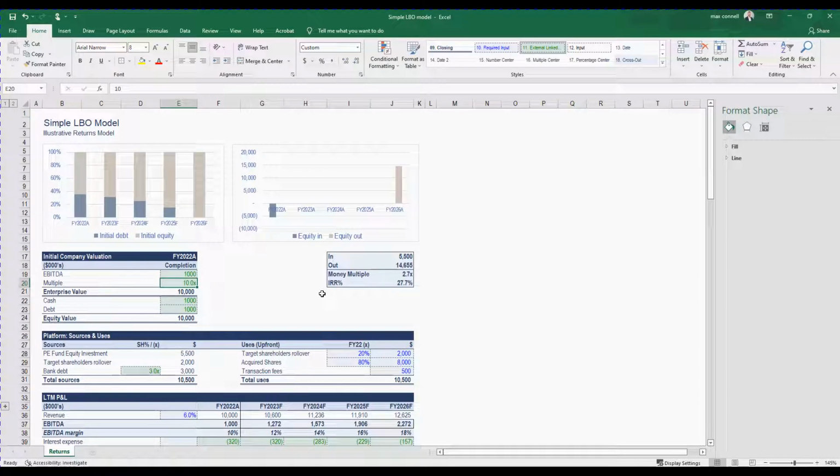So the key learning here is try and be as disciplined as possible around multiples. The funds that are going to do the best over the next 10 years are the ones that haven't been overly aggressive in paying up for deals, but instead have been able to leverage certain things to negotiate lower entry multiples.